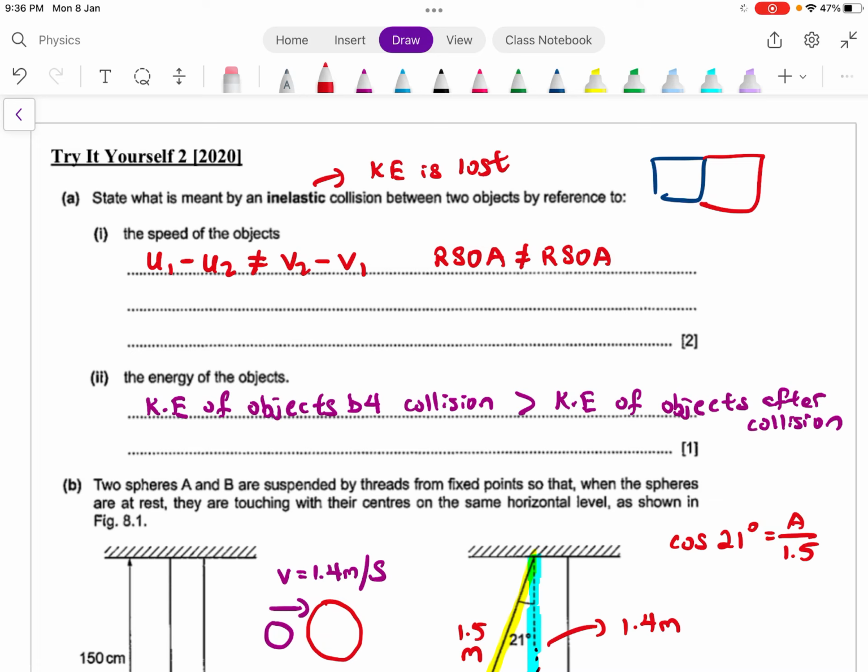For this, you just need to say that the relative speed of approach is not equal to the relative speed of separation. For inelastic, I always remember that kinetic energy is lost in an inelastic collision. It's lost as internal energy, sound energy, etc., and it cannot be recovered. So the kinetic energy of the object right before collision will be greater than the kinetic energy of the object after collision. Yeah, so that is for part A.